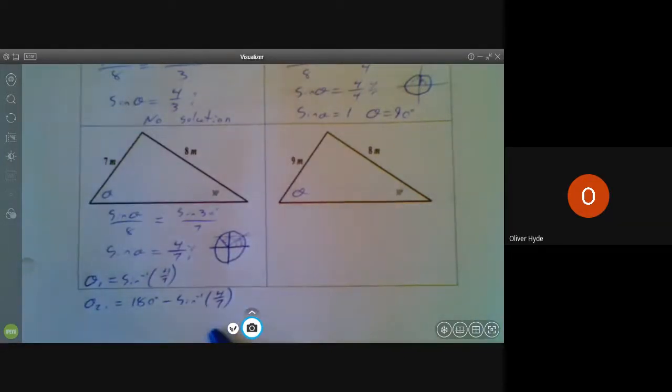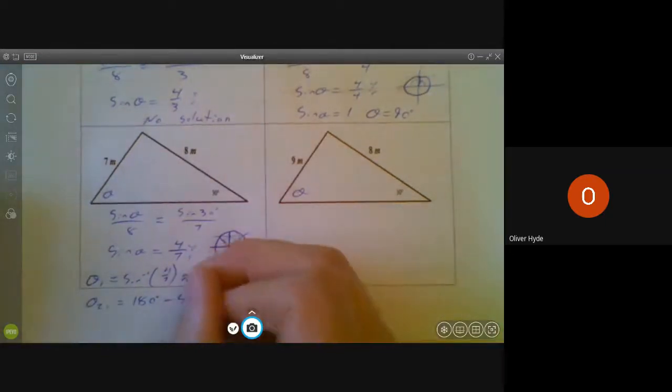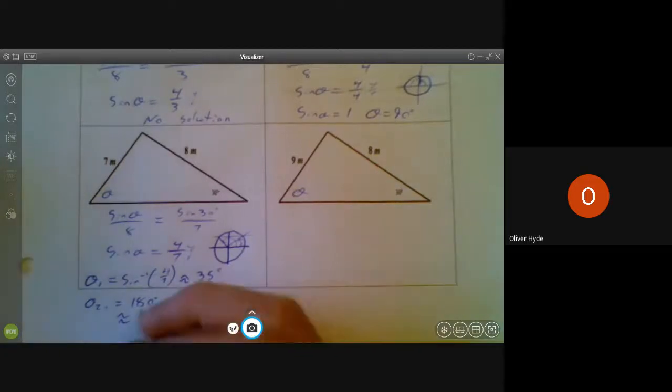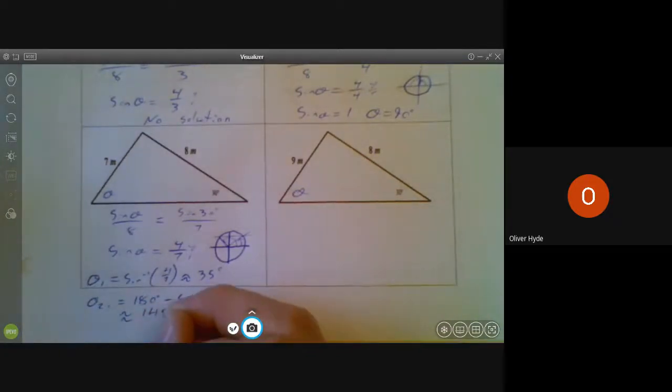What I would feel more comfortable knowing here is if there actually is room for that second angle, though. So I'll use a calculator to figure out what the inverse sine of 4/7 is. Tells me that's about 35 degrees. Theta 2 possibility then, the supplement of 35 degrees, is going to be 145 degrees.